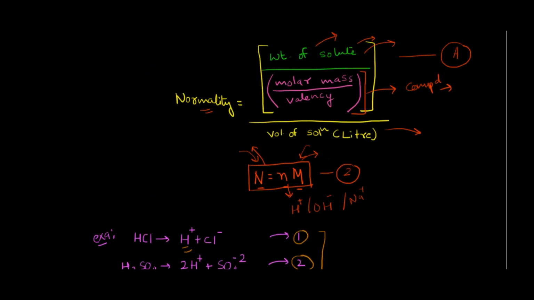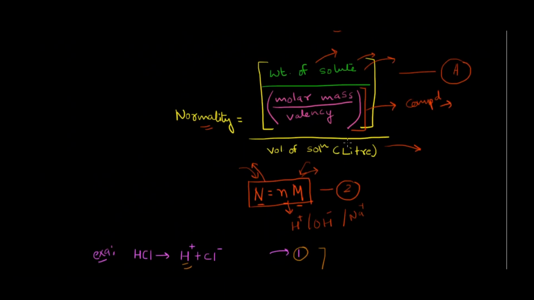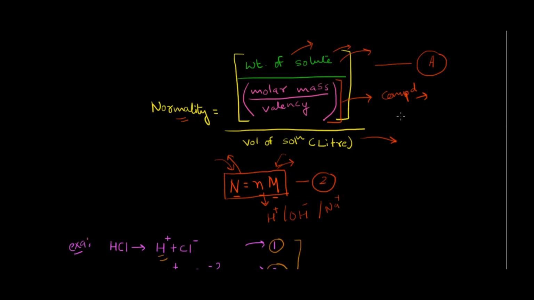So now that we know the basic equations to do multiple types of normality calculation, let's move on and see different types of calculations. As I said, you need to remember these two equations. Let's call the normality equation A, and the normality-molarity relation B. So these two equations you need to remember, and let's begin.